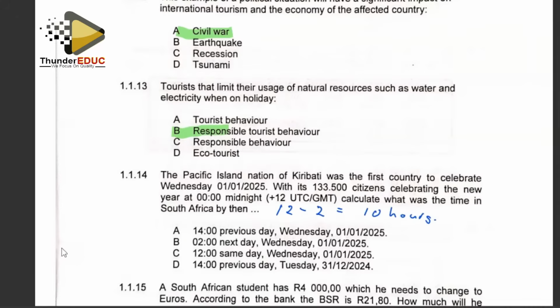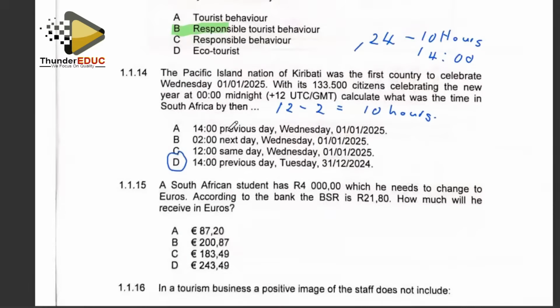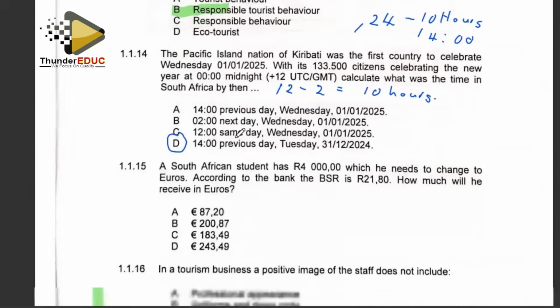So 00 midnight simply means that is 24. So 24 minus 10 hours would give us 1400 hours. So the correct answer in this particular case would be the letter D. It will be 2 o'clock or 2 p.m., 1400 hours the previous day on Tuesday, the 31st of December.